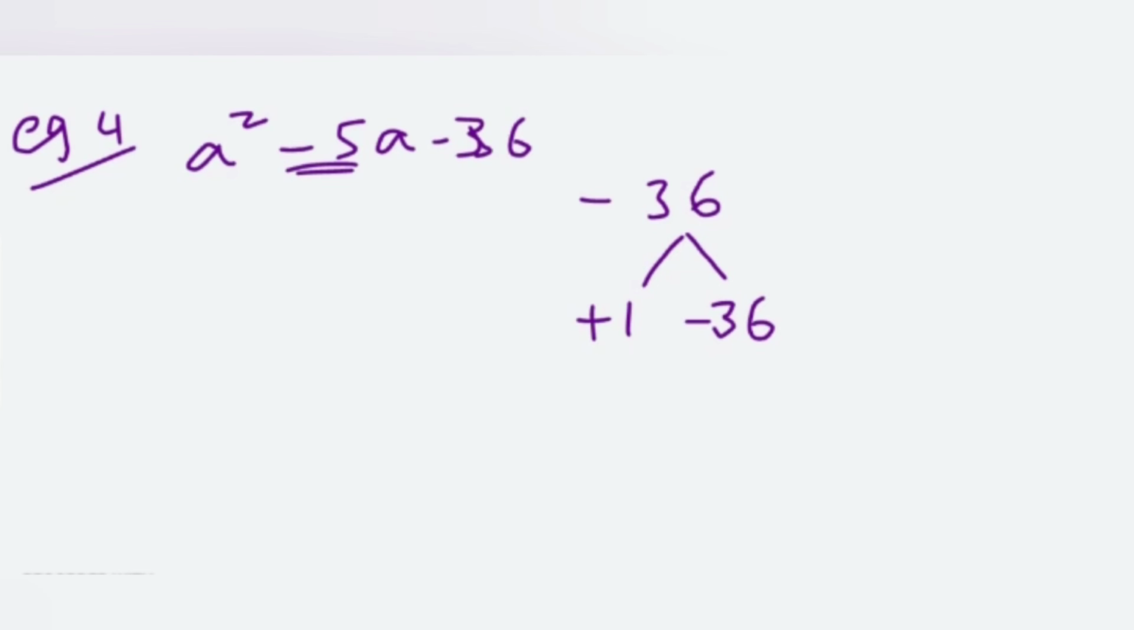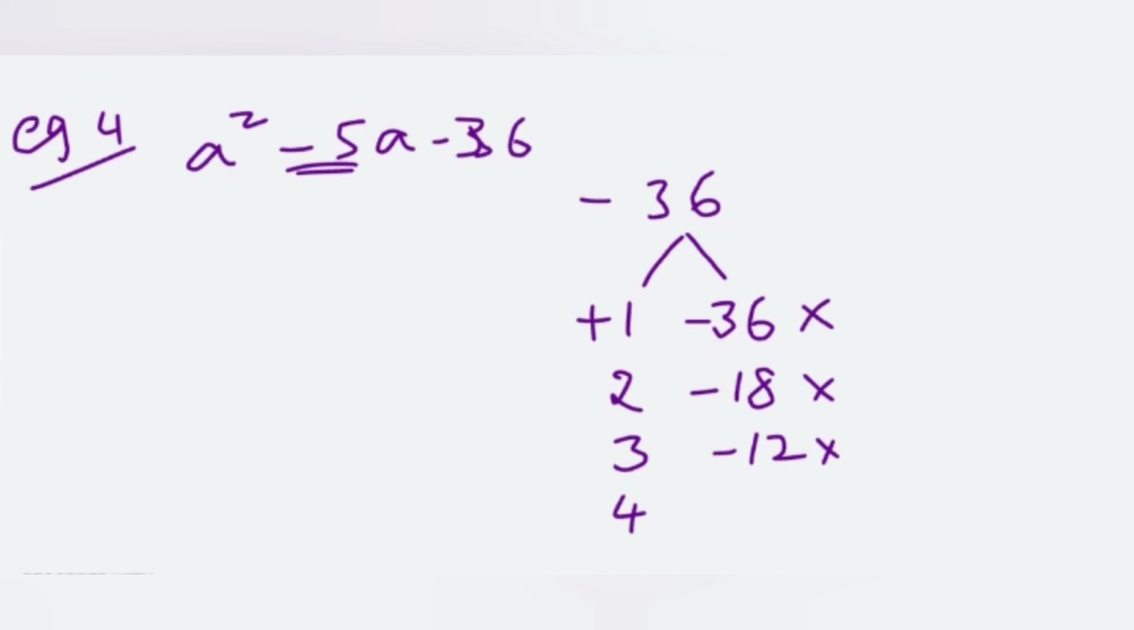So plus 1 into minus 36 gives you minus 36. But if you add these two, you are not getting minus 5. So these are not the right factors for us. Let's continue. Plus 2 into minus 18. Yes, if you multiply these two, you will get minus 36. If you add these two, are you getting minus 5? No. So let us leave this also. Let's continue. In 3 table, you will get 3 into minus 12 as minus 36. But if you add these two also, you are not getting minus 5. So leave this also.